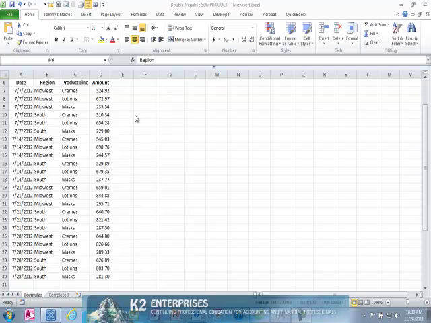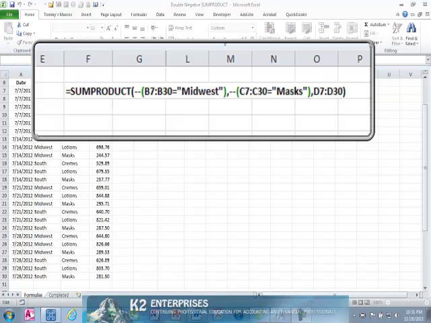Perhaps the most common application of using this technique is found when using Excel's SUMPRODUCT function to sum data that meets multiple criteria. For instance, in the worksheet currently shown on the screen, we could use a SUMPRODUCT formula along with double minus signs to sum all of the data where the region is equal to Midwest and the product line is equal to masks. The formula to sum the data when the region is equal to Midwest and the product line is equal to mask is currently highlighted on screen.